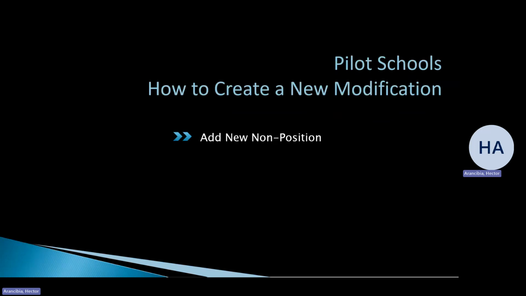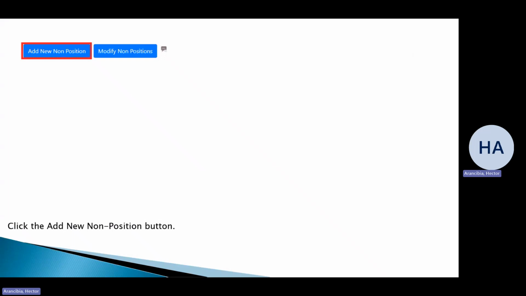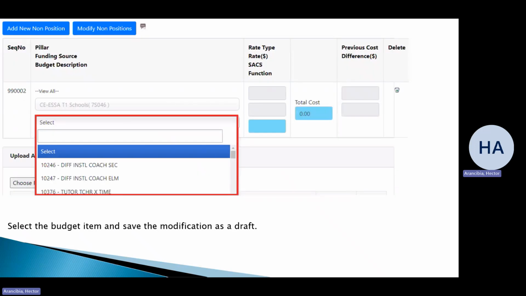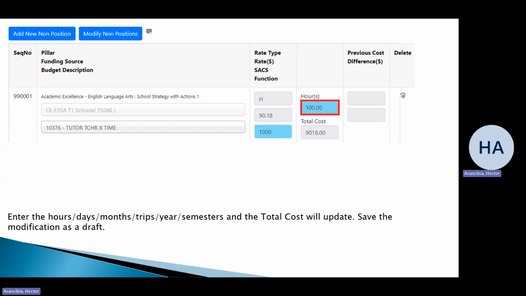To add a new non-position, we're going to click the Add New button and then select the pillar page and the school strategy with the actions and click your Save button. And then select the budget item and save your modification as a draft. Enter the hours, the days, the months, trips, years, or semesters. These are all different rates that your non-position items come in. And again, your total costs will update. You're going to save it as a draft, and that's what triggers the update.